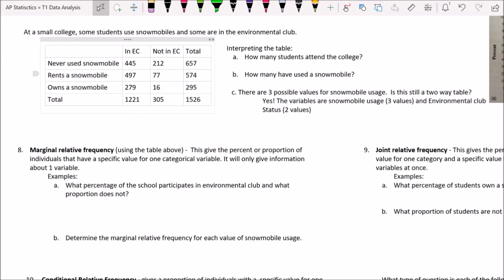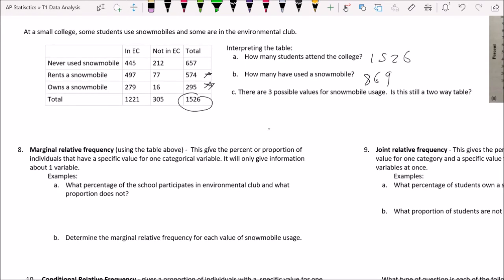So let's answer some really basic questions about the table. First of all, how many students go to this college? The grand total, 1,526. How many have used a snowmobile? It might seem like it's 295. That's actually not quite right, because it didn't ask how many own a snowmobile. It asked how many have used a snowmobile. And I want to argue that if you've rented a snowmobile, then you probably have used a snowmobile. So we actually need to add those together. So 574 plus 295, that's 869 people here that have used a snowmobile.